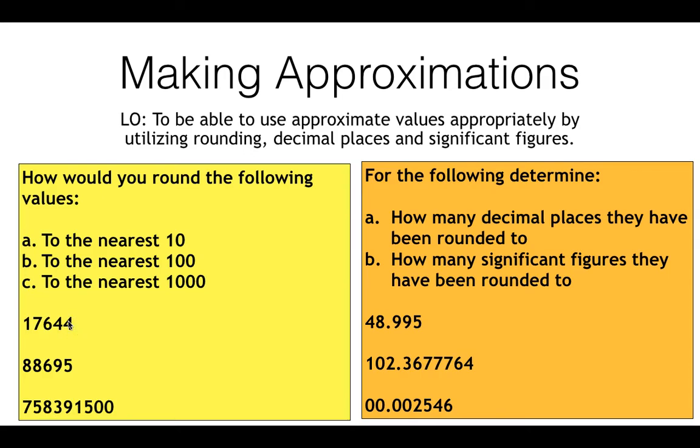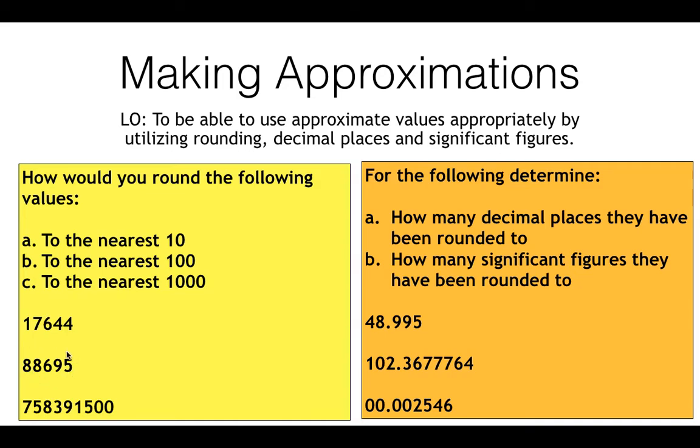And the important part of our decision here is going to be this number here. If this number is less than 5, we're going to round down. If it's more than 5 or equal to 5, we're going to round up. Well, in this case, it's 4, so it's less than 5. So in that case, we would round down. So it should become 17,640.